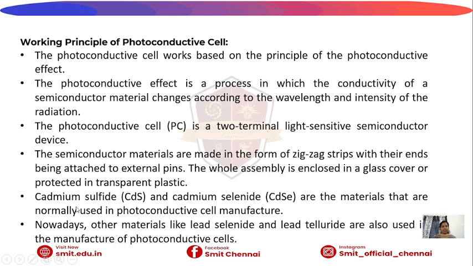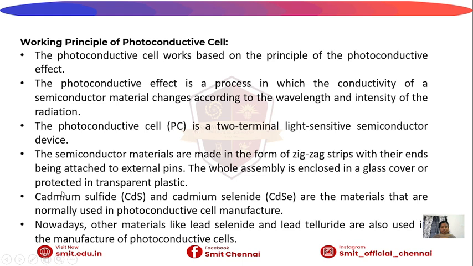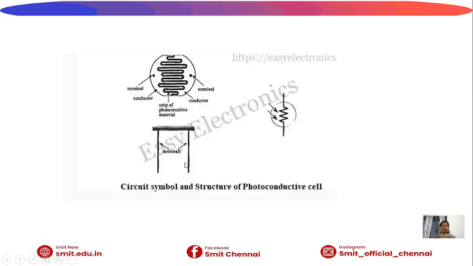Two materials are used to manufacture the photoconductive cell: cadmium sulfide and cadmium selenide. Nowadays other materials like lead selenide and lead telluride are also used in the manufacturing of photoconductive cells. We can use any one of these materials to manufacture a photoconductive cell.